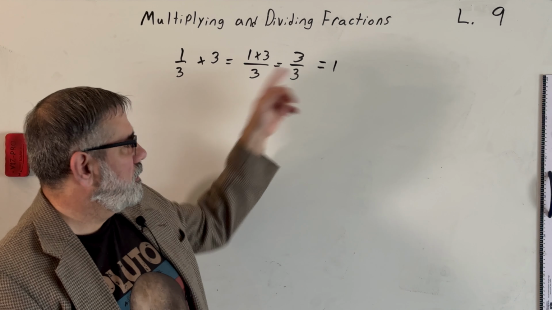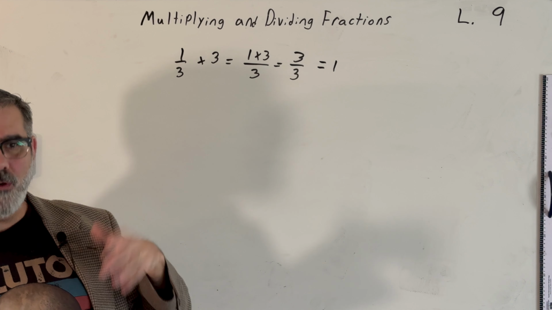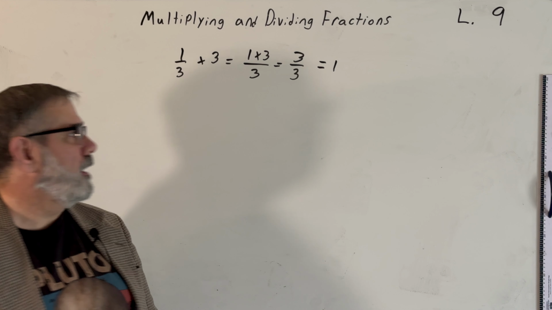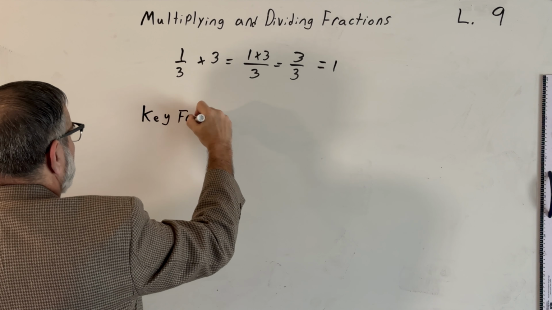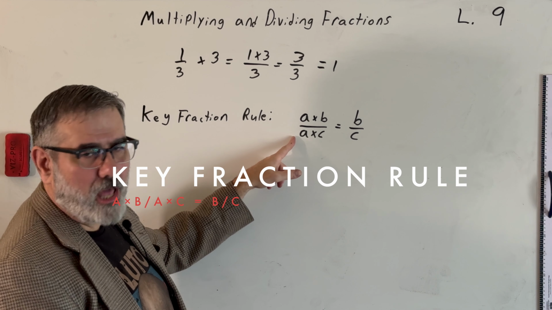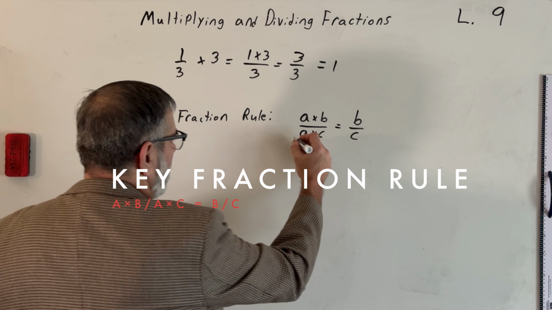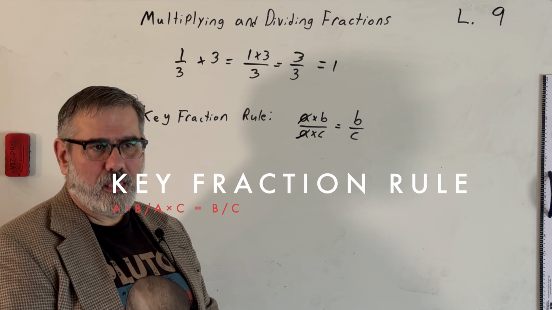And if you recall that a fraction is really nothing more than a division problem in disguise. It's the same thing as 3 divided by 3. And what is 3 divided by 3? 1. It's 1. So I like to call this the key fraction rule. Key fraction rule. And what is that rule? Well, if I have A times B over A times C, this is just equal to B over C. So basically the idea is if you see a number in the numerator and in the denominator, you can basically cancel them out like this. You see that? And I'm left with just B over C, you see? Key fraction rule.